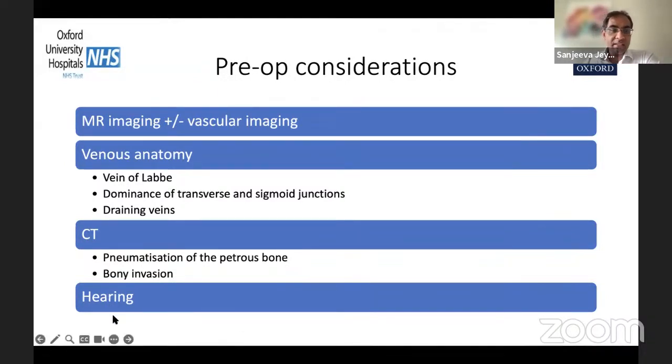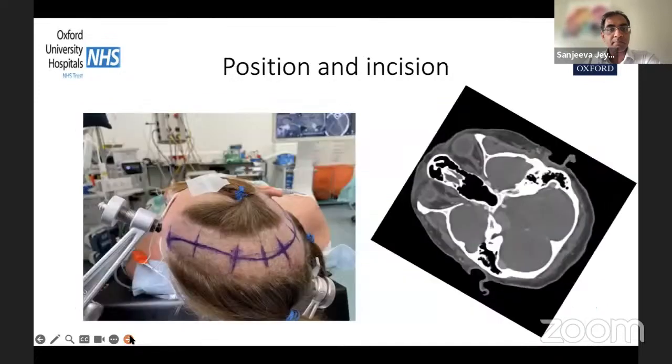And finally, the patient's hearing is very important to us because we want to know if we're going to use a hearing preservation approach, even if we're going with a complex petrosectomy. If they've got good hearing, we'll go retrolabyrinth, for example, rather than translabyrinth. And definitely in an anterior petrosectomy, you want to protect the cochlea. Okay, so that's some of the basics.